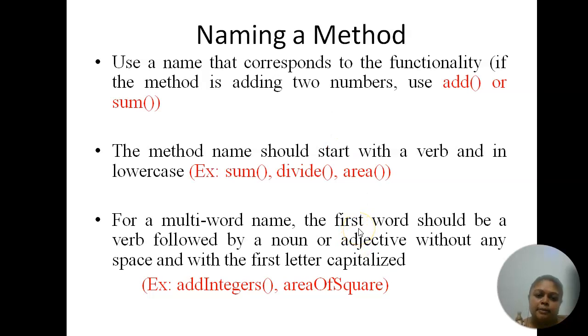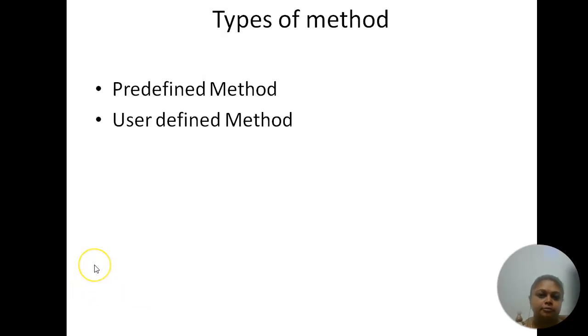If the method has multiple words, then the first word should be the verb followed by a noun or adjective, without any space, and the following words should be capitalized. For example, if you are going to add two integer numbers, we can name the method addIntegers, followed by brackets. In addIntegers, I is a capital letter. Add is a verb, integers is a noun or adjective, and its first letter is capitalized. This is the correct format for naming a method.